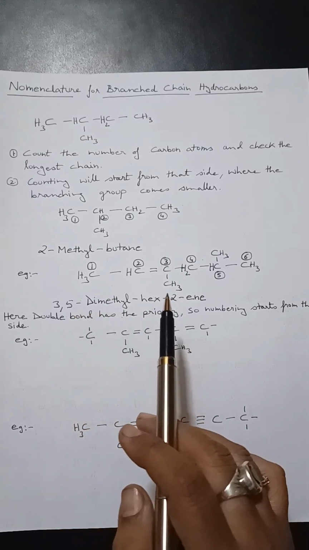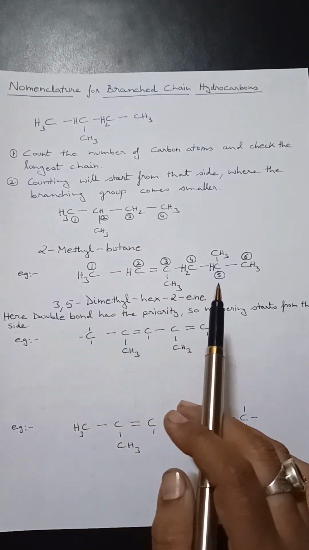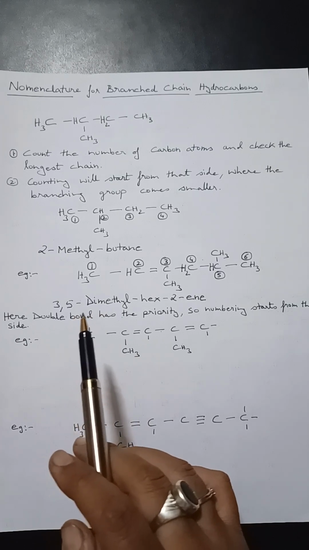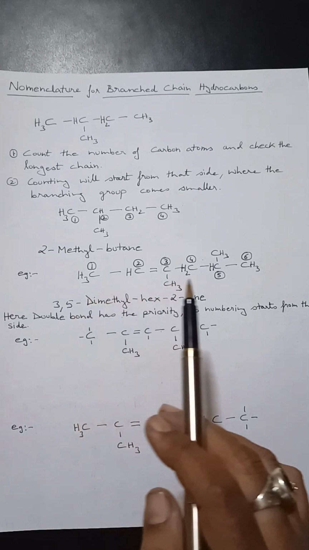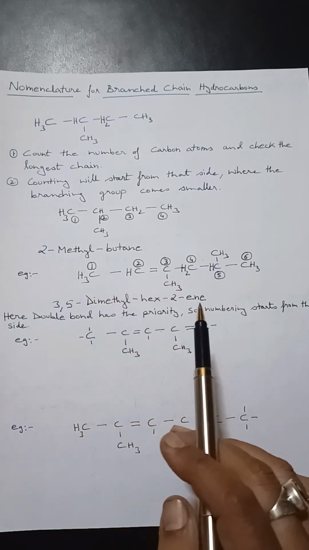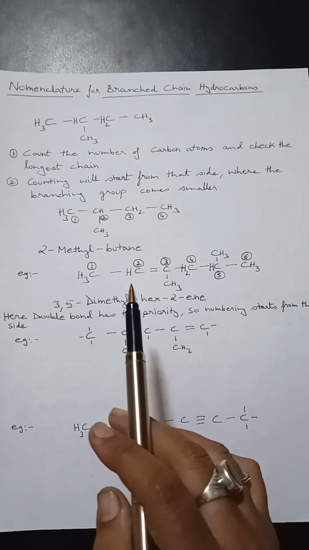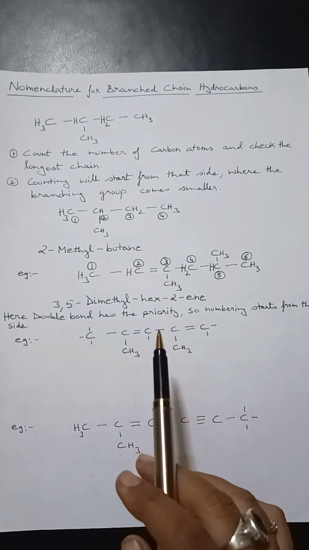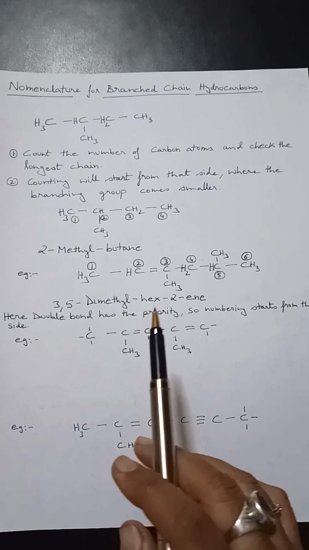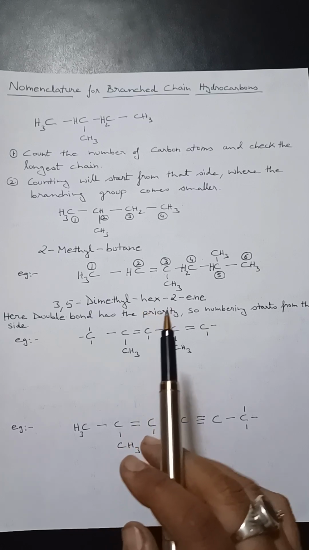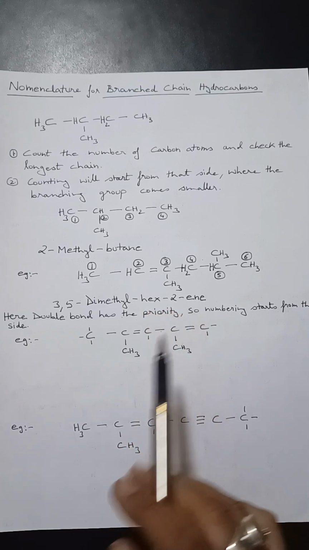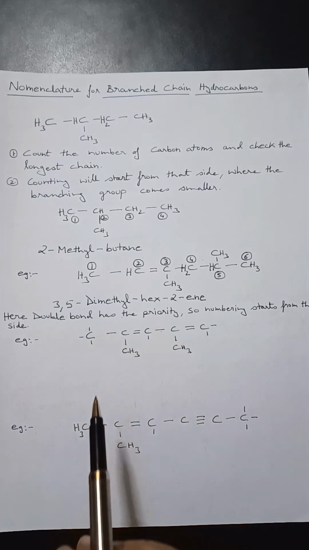3,5-dimethyl, as methyl group is at 3rd position as well as at the 5th position. So it becomes 3,5-dimethyl, and the straight carbon chain is hex 2-ene, as the double bond is present between 2 and 3. So the number with smaller carbon is taken as the counting number. So it becomes 2-ene.